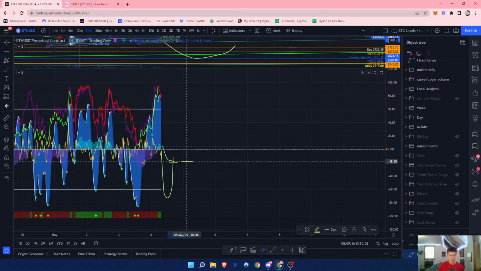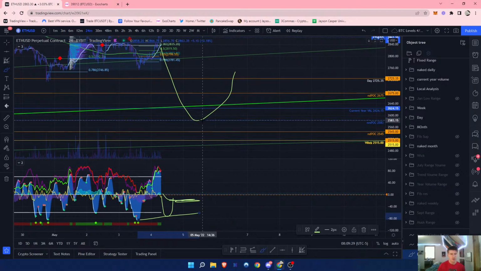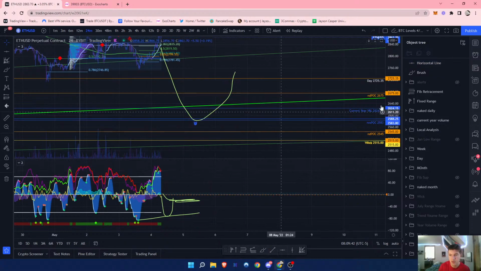So really, I don't want to see it go that far maximum. And then, of course, we'll have our divergence right here as we're making our wave down into that naked monthly point of control. That would be a super nice long.